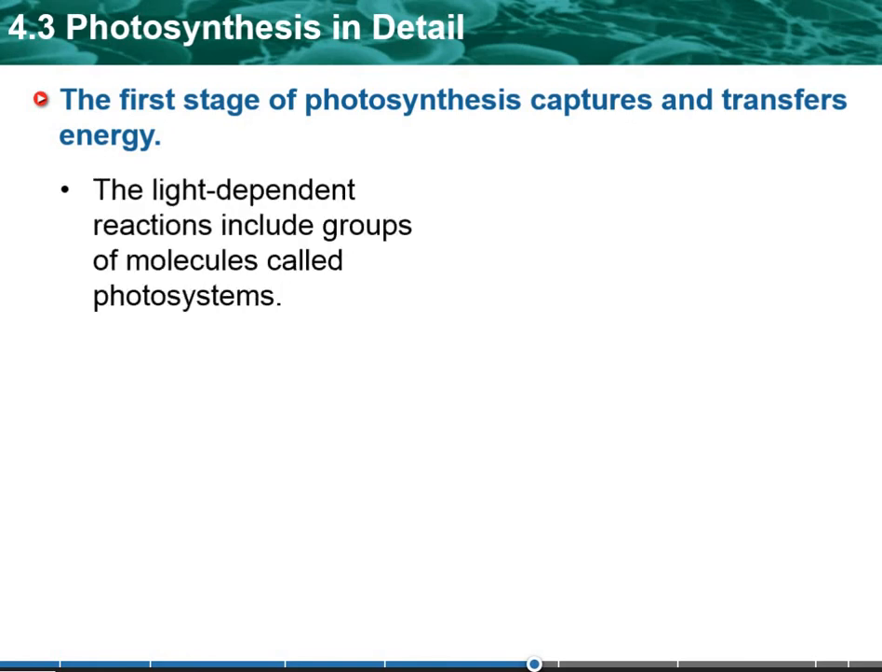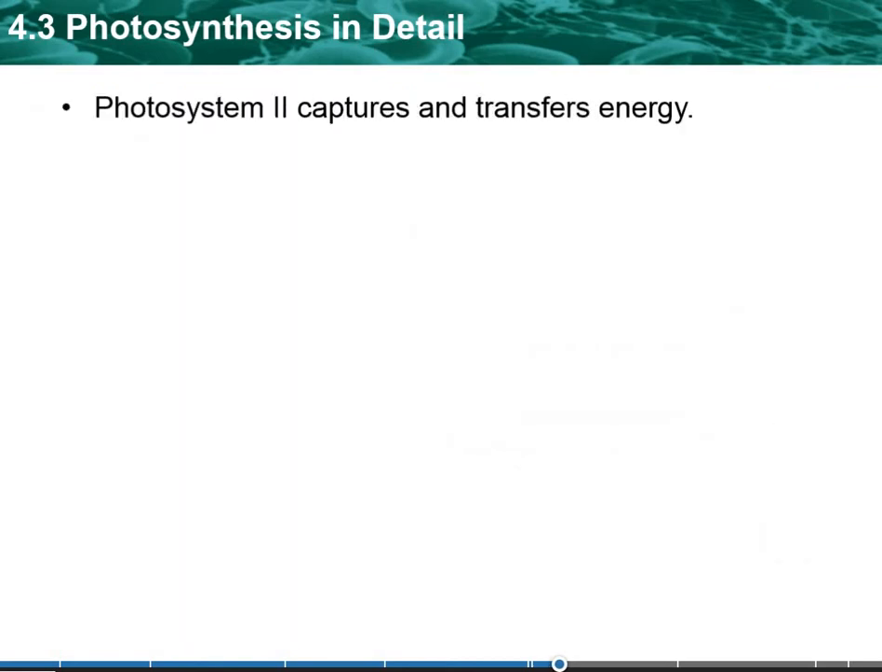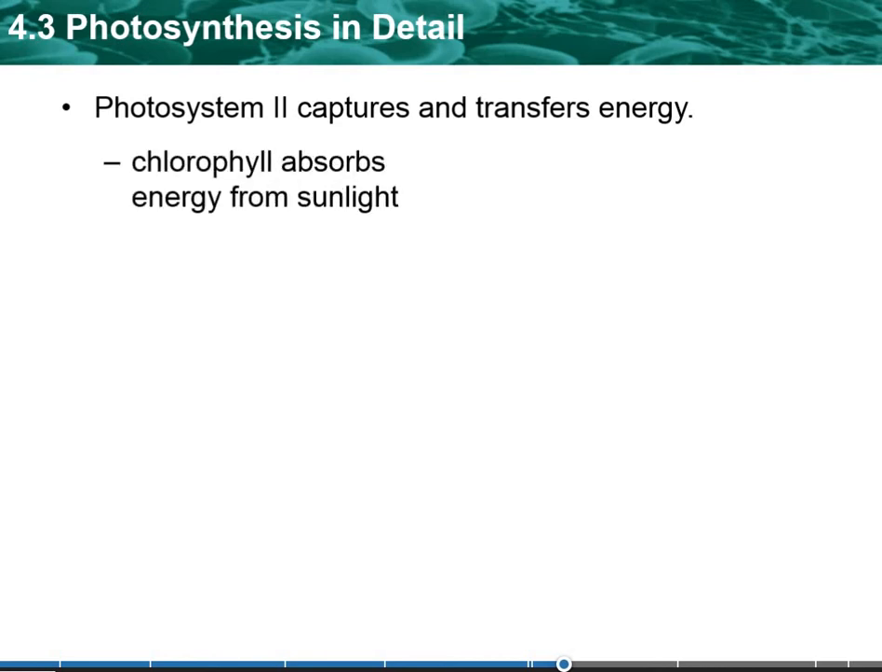So the first stage of photosynthesis captures and transfers energy. In the light dependent reactions, it's going to include a group of molecules called photosystems. The light dependent reactions take place in and across the thylakoid membrane. So photosystem 2 is going to capture and transfer energy. You've got the chlorophyll, which is going to absorb the sun's energy.